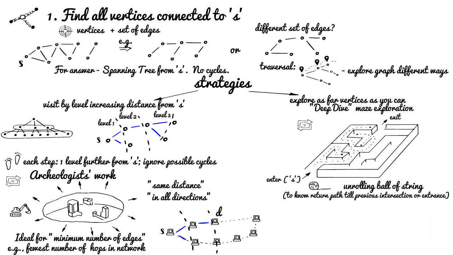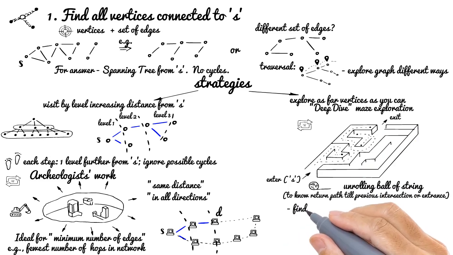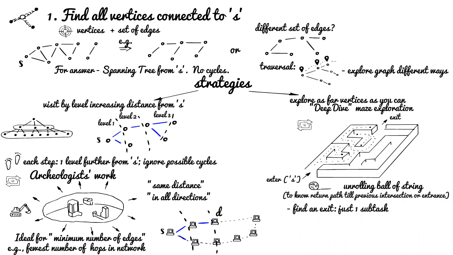Entrance, intersections, and exit are represented as graph vertices. That's a brief idea. Finding an exit is just one subtask of maze exploration, which can be stopped as long as the exit is found. But let's return to our main use case, to find all vertices connected to a given source vertex S. Therefore, we don't stop after reaching a certain vertex, but continue till exploring all vertices directly and indirectly connected to S, which looks like rebuilding the whole maze with all entrances, exits, and dead ends.